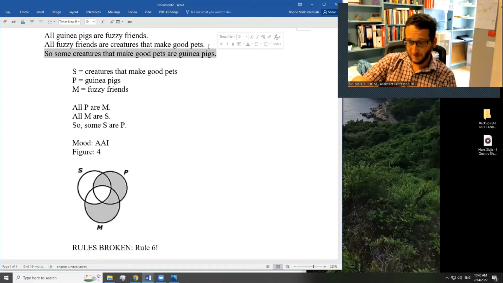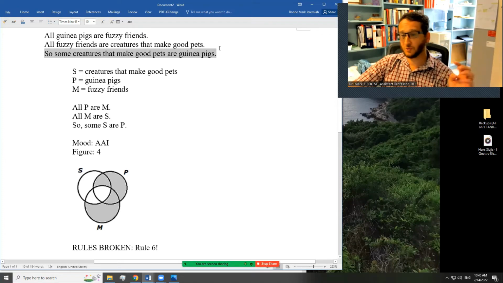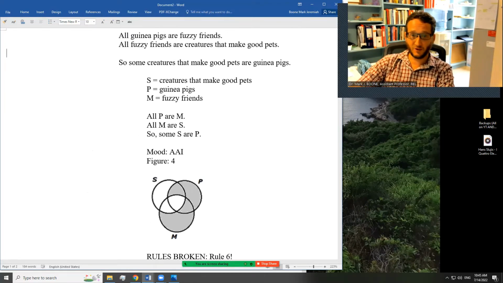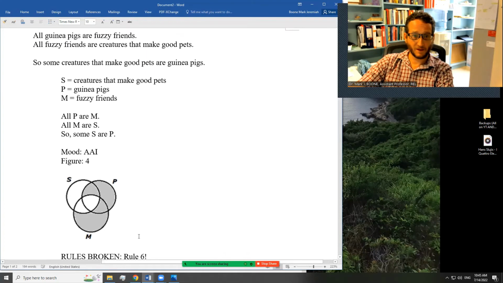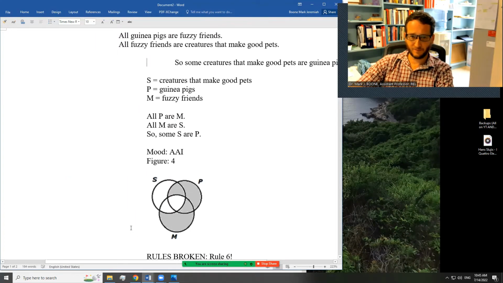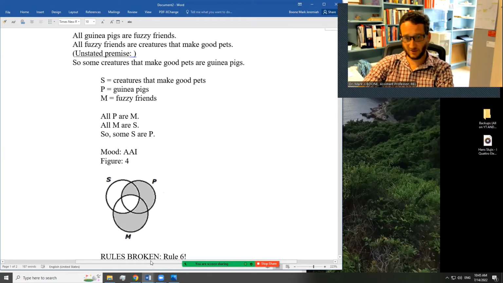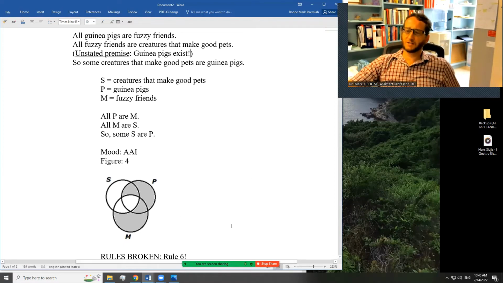and can quite reasonably be making that assumption, and assuming that anyone hearing the argument can also make the same assumption. So what you could do is treat this as an enthymeme, not strictly speaking a syllogism, but an enthymeme, meaning there's one or two unstated premises here. And those premises would be... I think actually one unstated premise would get the job done. And it's guinea pigs exist.